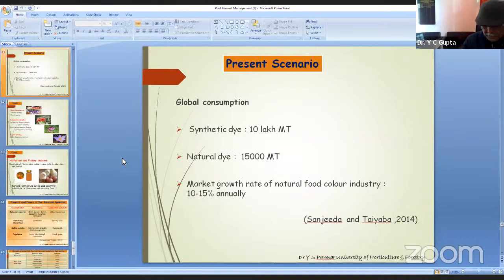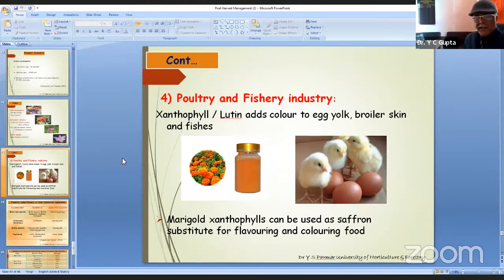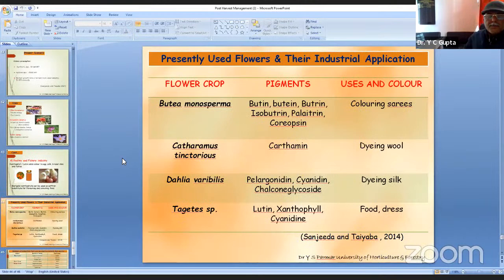These are the uses of dyes: textile industry, cosmetic industry, hair dye. As was told by the earlier speakers, I will skip this. I was associated with marigold breeding at IARI during my PhD work. One of the varieties, Pusa Narangi Gainda, is the richest source of xanthophyll or lutein. Now this lutein is extracted from the petals and mixed in the poultry feed so that the egg yolk becomes yellow. This is an industry developed at Ernakulam or Cochin, the Thompson company. They are exporting this to various countries. So these are the industrial applications of some of the flowers and the pigments.